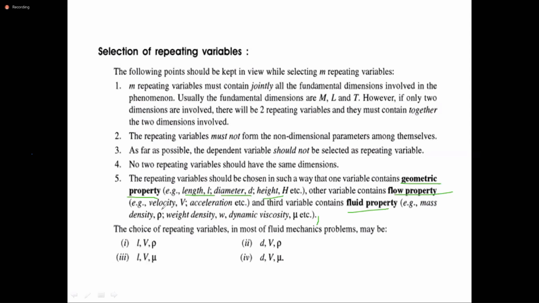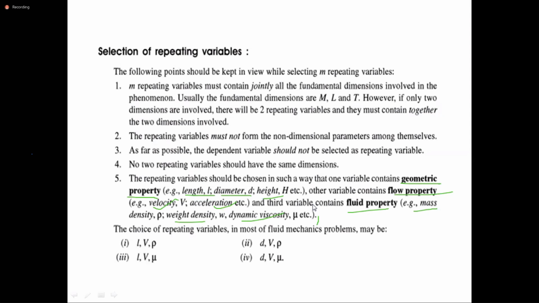What are the flow properties? Acceleration and velocities. Those are flow properties. In fluid mechanics, we have studied what the acceleration is in this direction, what the velocity is in this direction, for a particular fluid. Right? Next, fluid property: how much mass density it has, how much viscosity it has, how much surface tension it has. That is the fluid property. The properties have to be classified into geometric property, flow property, fluid property.